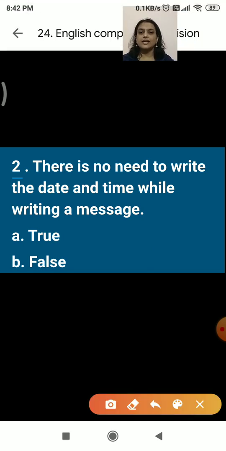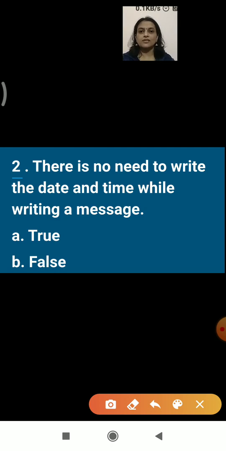Is the option true or false? It is false. We have to write the date and time. So the answer is false, it is a false statement. Followed? Such types of questions will be asked. So you should know how to write the message, and how to go about the narrative essay, how many paragraphs are there, and which paragraph is called what. If you know this, you will find it very easy to answer.